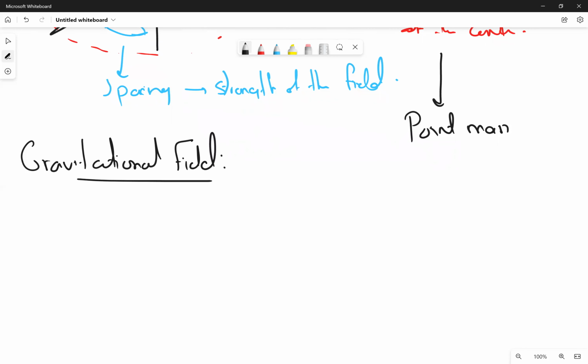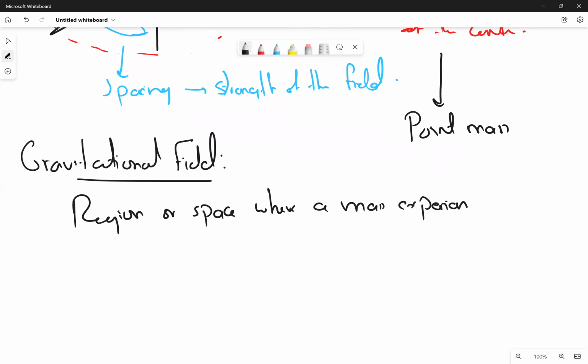Gravitational field is the region or space where mass experiences the gravitational force. This is the exact definition of gravitational field.